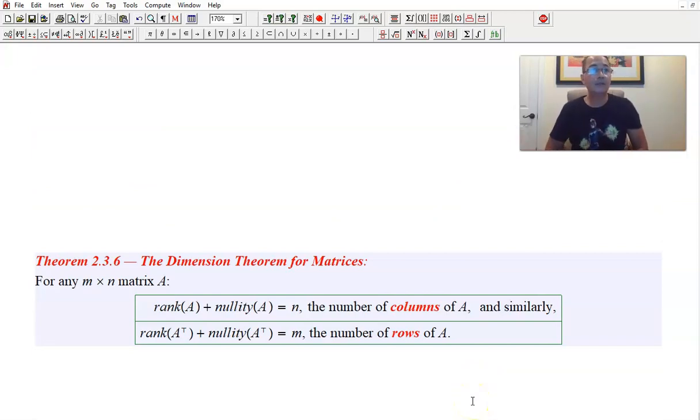So that is what's called the dimension theorem for matrices. Very easy to remember. For an m by n matrix A, the rank plus the nullity of A is n, the number of columns of A. Flip it over to the transpose, the rank of A transpose, which is the same as the rank of A, plus the nullity of A transpose gives you n, the number of rows of A, which is the number of columns of the transpose of A.